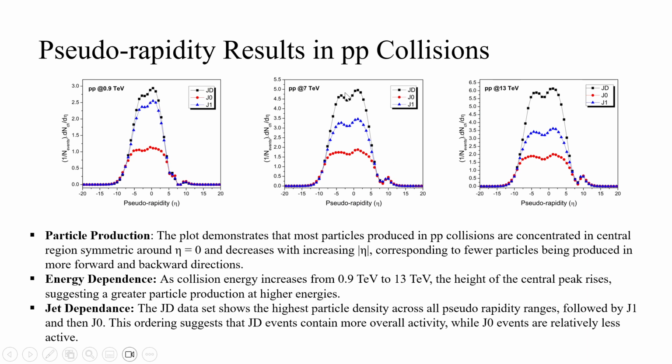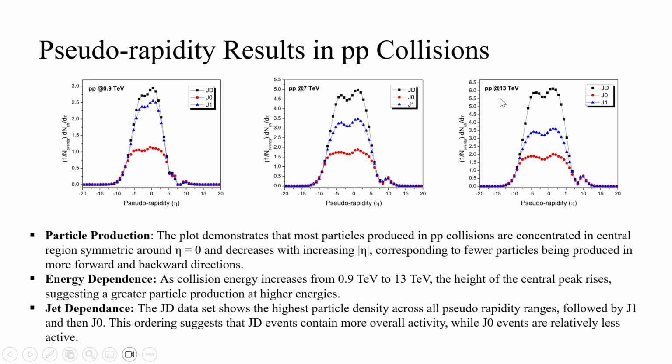Here fewer particles are produced, here more, here even more, and here the greatest number of particles is produced at the higher energies, because you can see the central peak rises the most at 13 TeV energy.